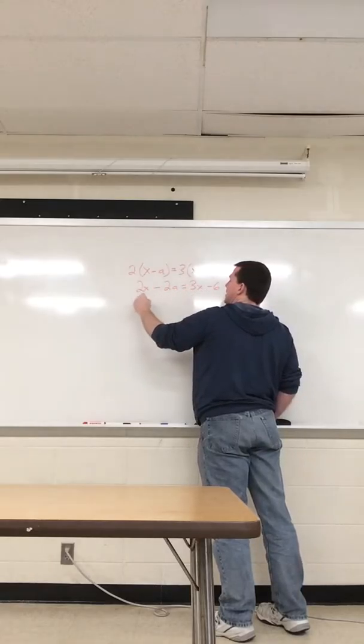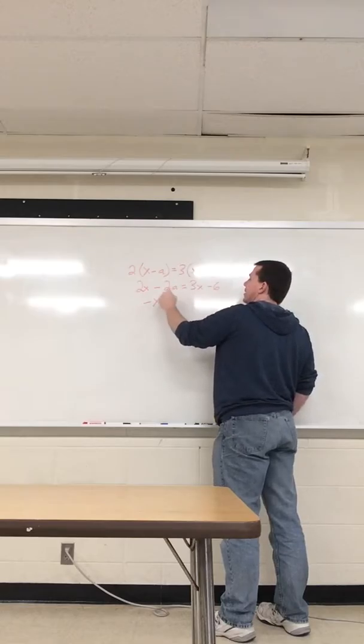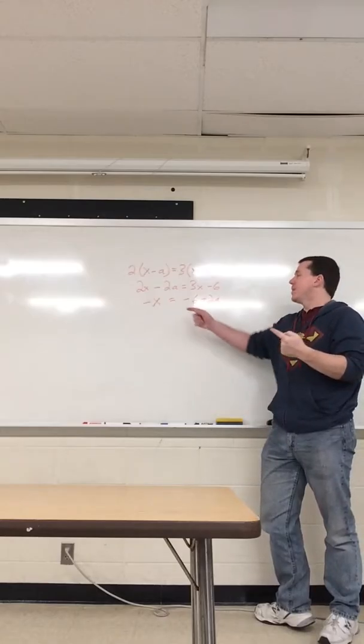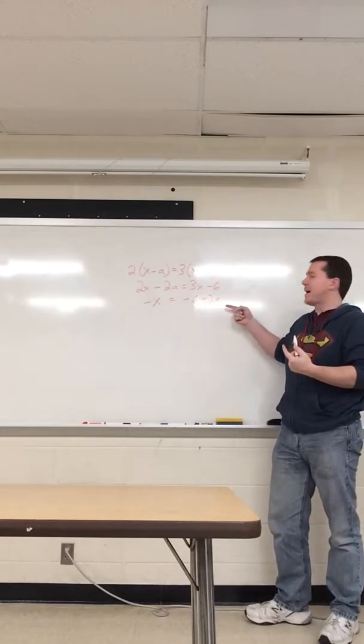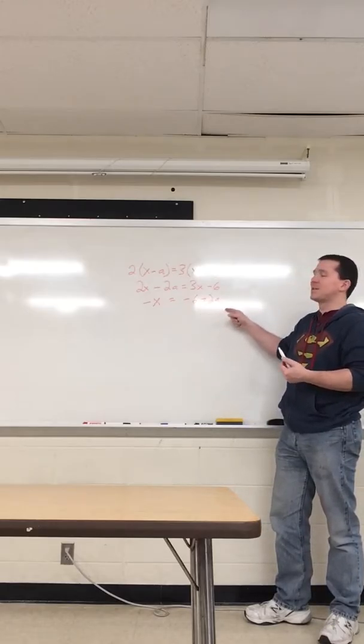2x minus 3x is negative x. That's an a, so add it to the right. And you'll get negative 6 plus 2a. The fact that this isn't a number doesn't matter. We just want to get x by itself. Sometimes we won't get a number, we'll get an expression.